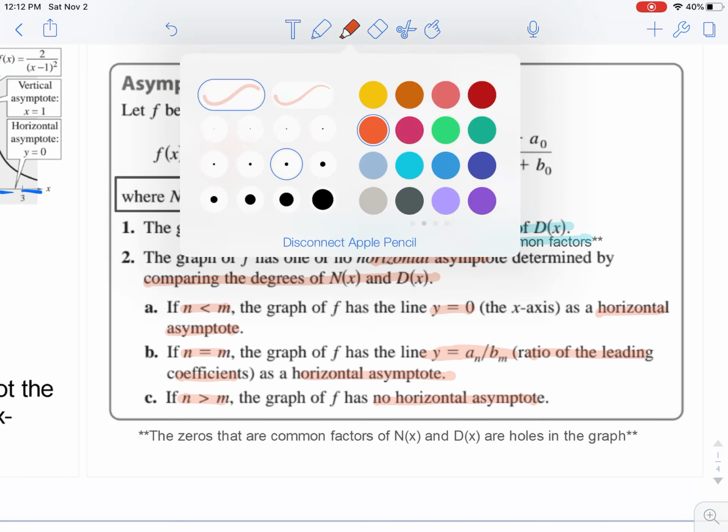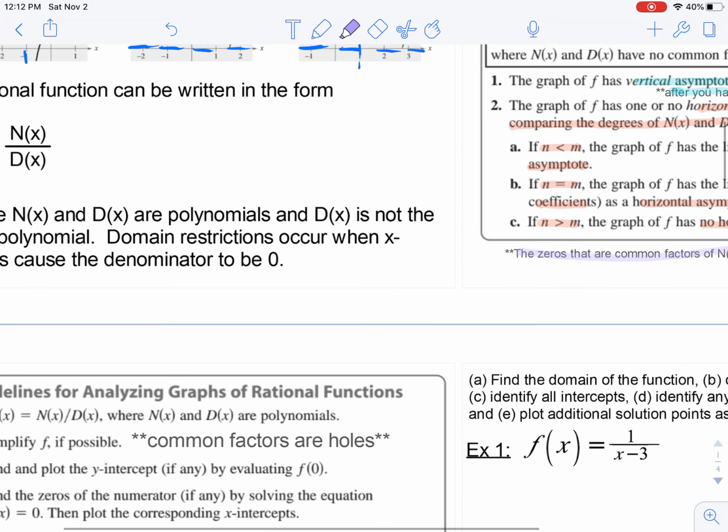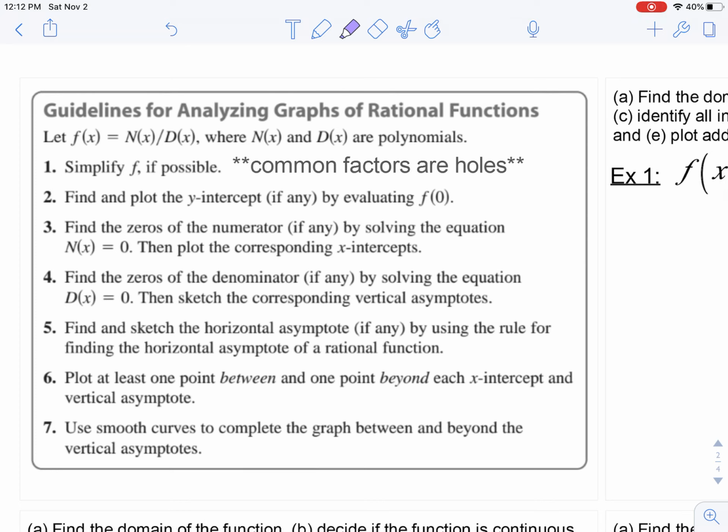But notice this starred statement below. It says the zeros that are the common factors of the numerator and the denominator, those create holes on the graph. So it's possible to have asymptotes and holes. So if I look at the guidelines for analyzing graphs of rational functions, the first thing we're going to do is simplify. The common factors will be the holes.